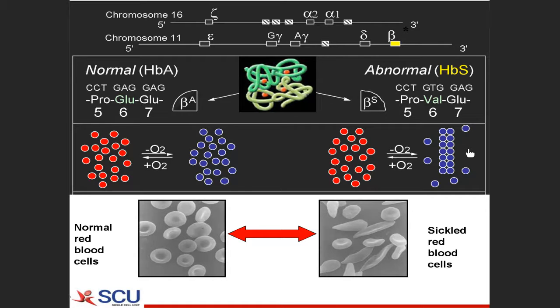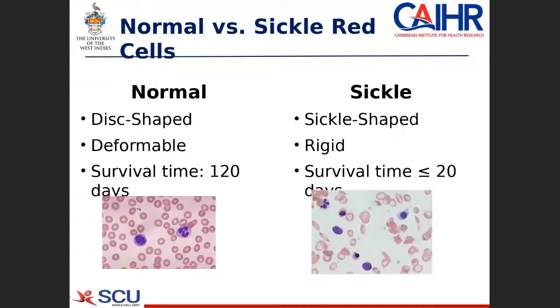Okay, so the shape, exactly. All right, so with regards to the shape, the sickle cell is sickle shaped. The normal red cell is a disc, biconcave cell. All right, so these are the simple differences between the two red cells, okay?